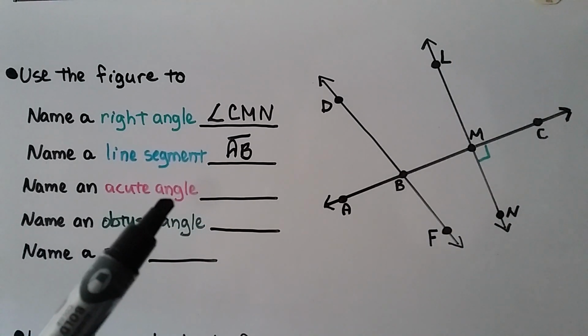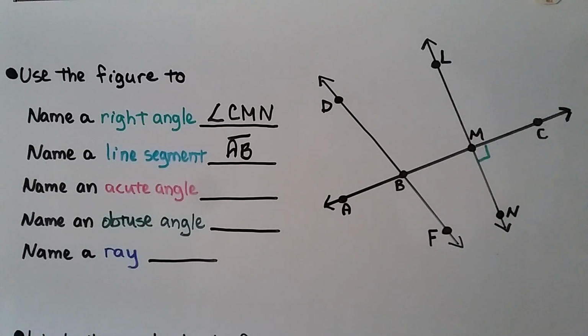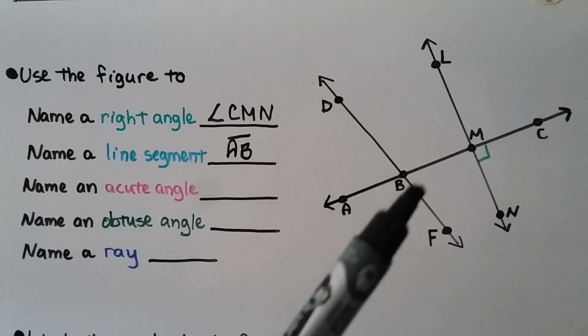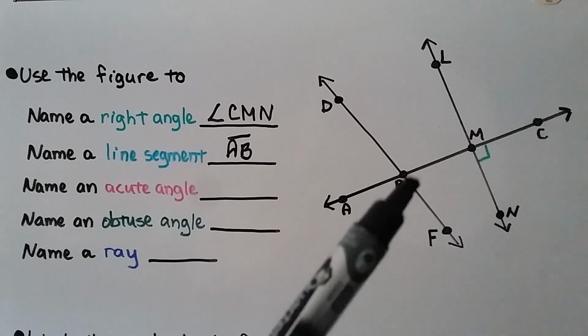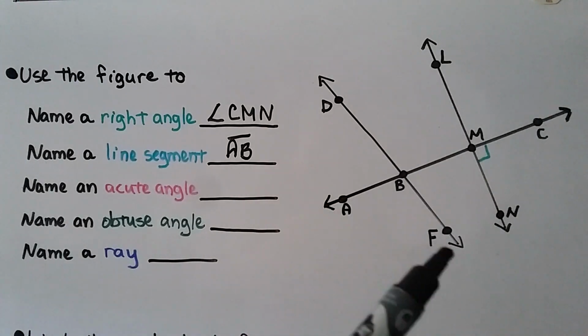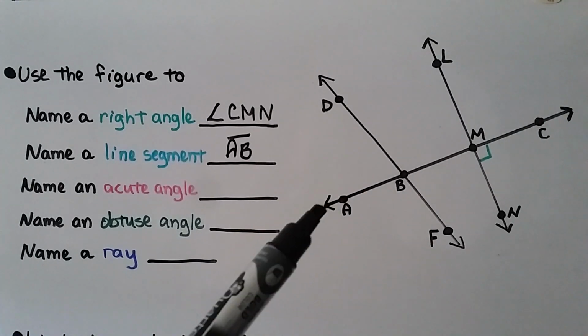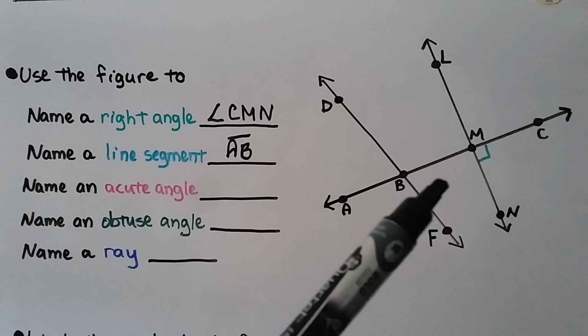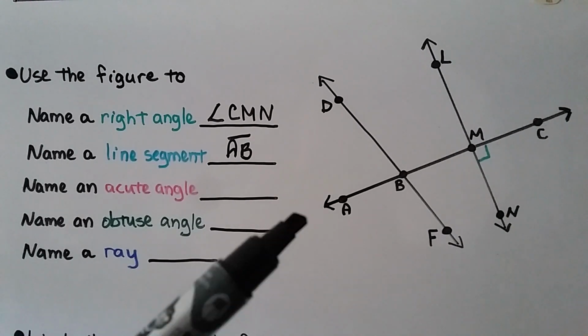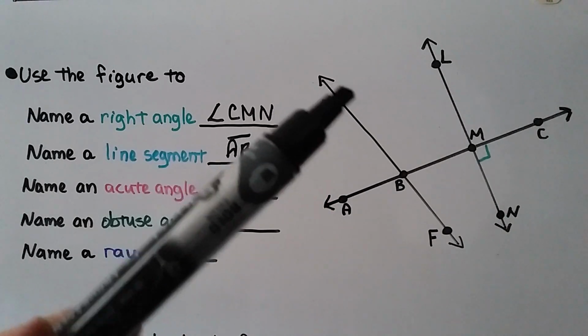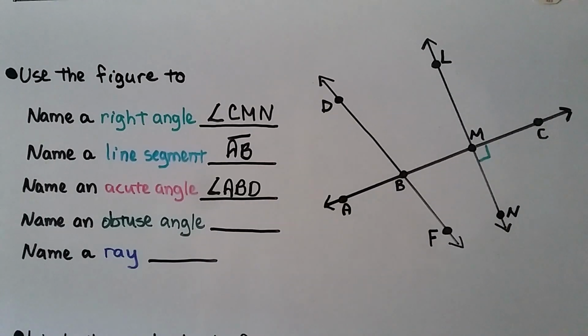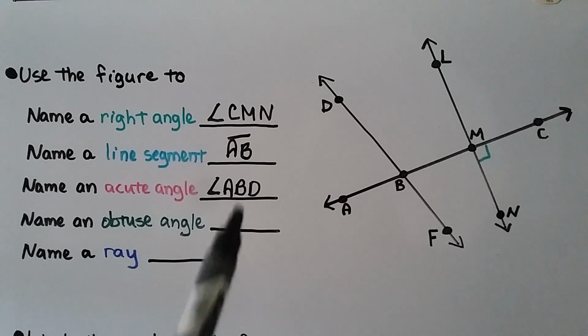We need to name an acute angle. Remember, acute angles are acute and little. They're smaller, they're less than a right angle. Do you see an acute angle? This one doesn't look very big. It's not a right angle. It looks smaller. See right here? And look, the one across from it also looks like it's less than a right angle. So we could choose this one or this one. We can make angle ABD, and the B would be the vertex. So we write the B as the middle letter.